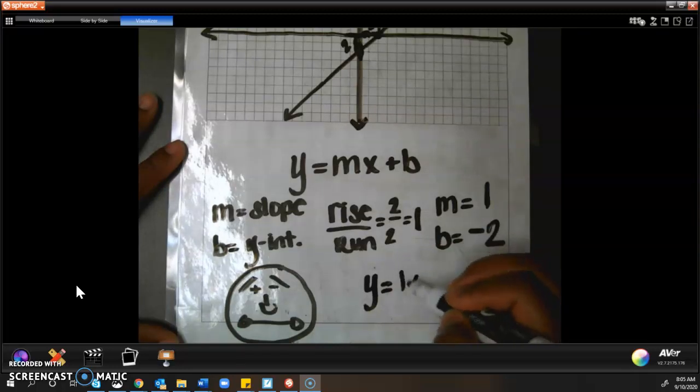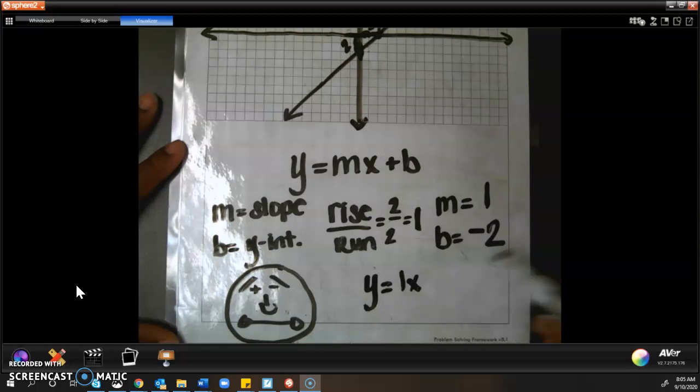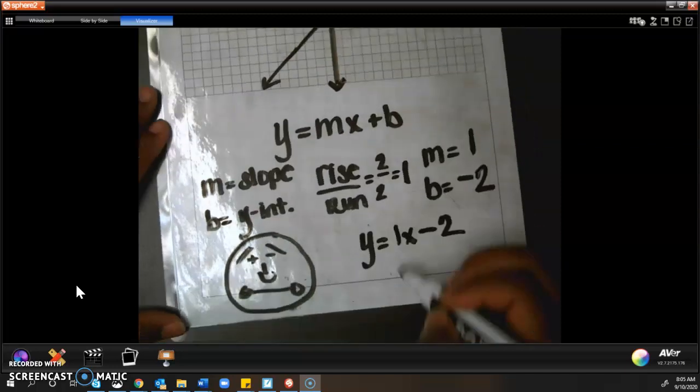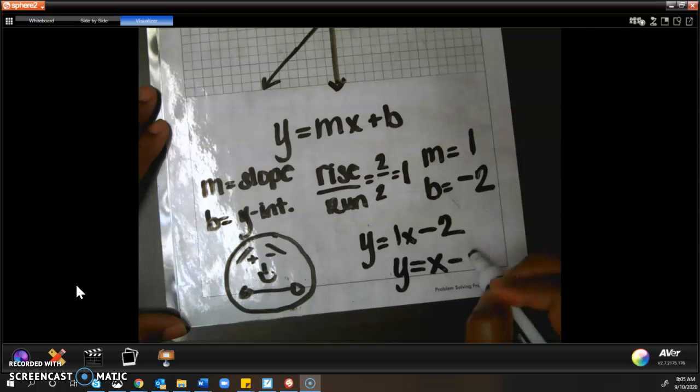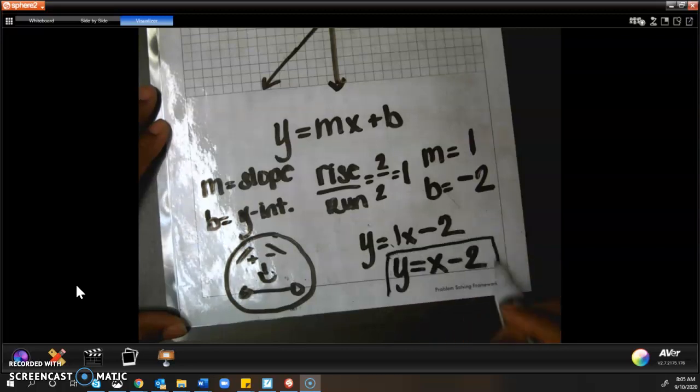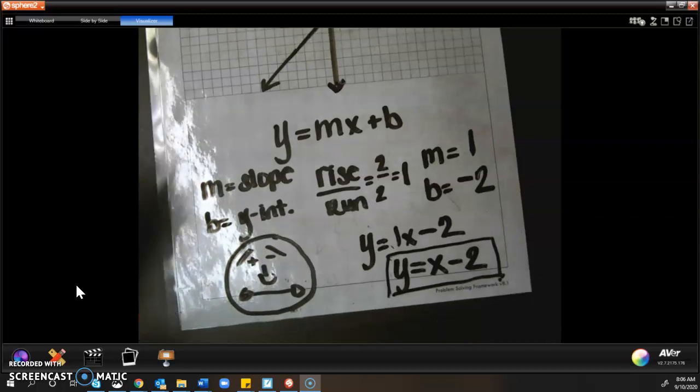So we have 1x plus -2 because b is -2. So instead of plus -2, we're just going to do -2. Okay? This is not its simplest form. 1x is the same thing as x. So you want to make sure you write your equation in the form of y equals x minus 2, because x and 1x is the same thing. So you're always going to see the equation like this, not like this. So y equals x minus 2 is your equation.